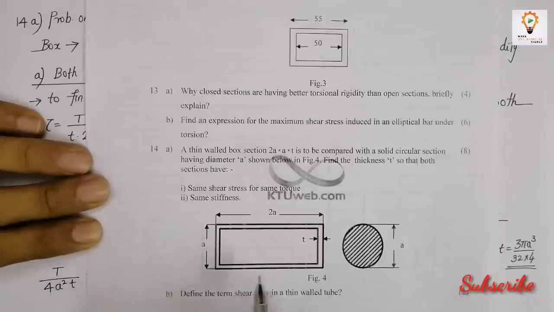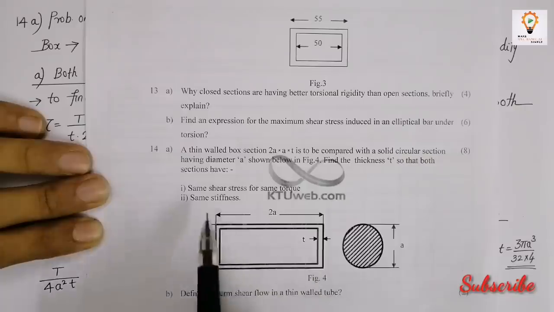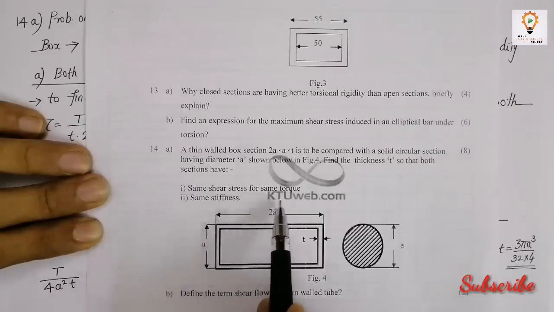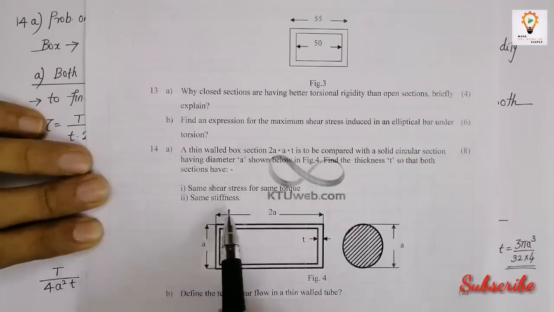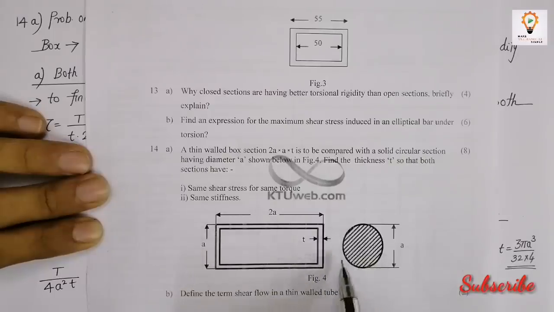Now let us start with a problem from Part C. This problem is from thin-walled sections. Given a thin-walled rectangular section, we are asked to compare it with a solid section. The question is to find out the thickness t of this section for 2 conditions: same shear stress for same torque, and same stiffness. The dimensions of the box are given, and also the dimension of the solid circular section is given.